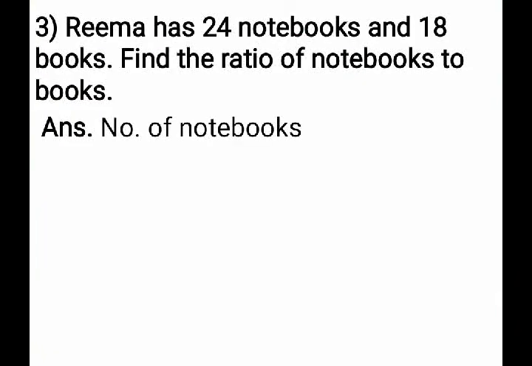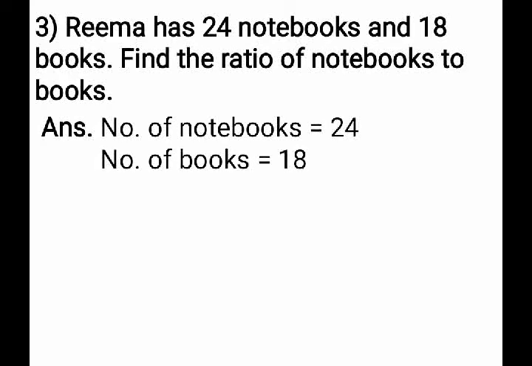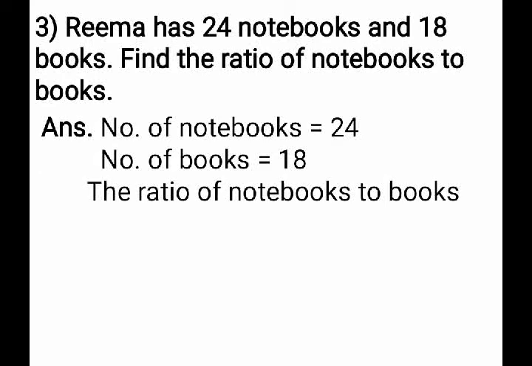Number of notebooks is equal to 24. Number of books is equal to 18. You have to find what? The ratio of notebooks to books. Next statement you have to write. The ratio of notebooks to books is equal to 24:18. You have to write the fraction form of notebooks to books, that is 24 upon 18.